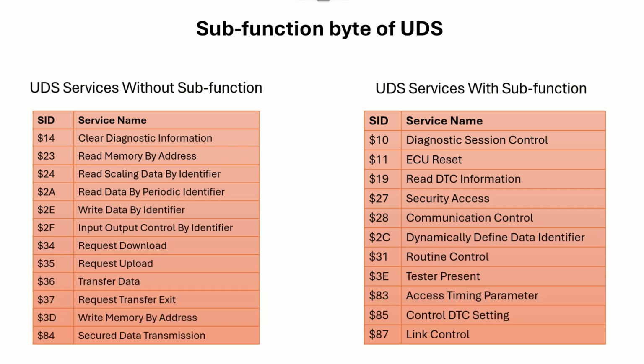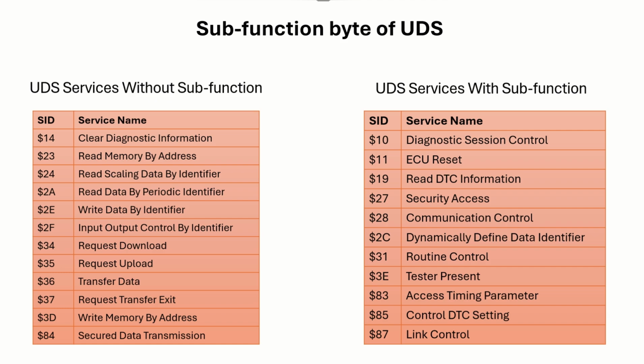Let's look at how SPRMIB applies to different types of UDS services. On the left, we have services that do not use a subfunction byte, such as clear diagnostic session and request download. These services perform direct actions and don't allow for response suppression with SPRMIB, as they do not include a subfunction byte. On the right hand side, we see services that do use a subfunction byte, like diagnostic session control and security access. These services can make use of SPRMIB.